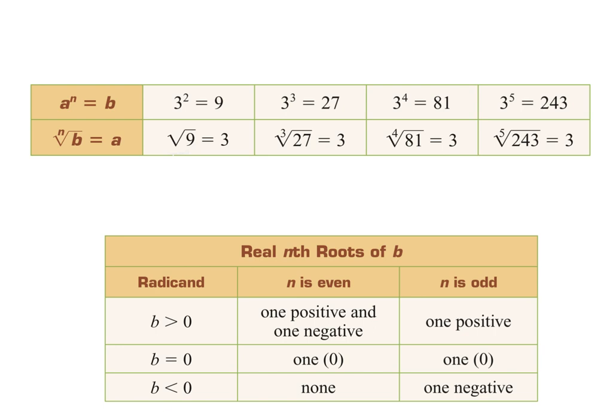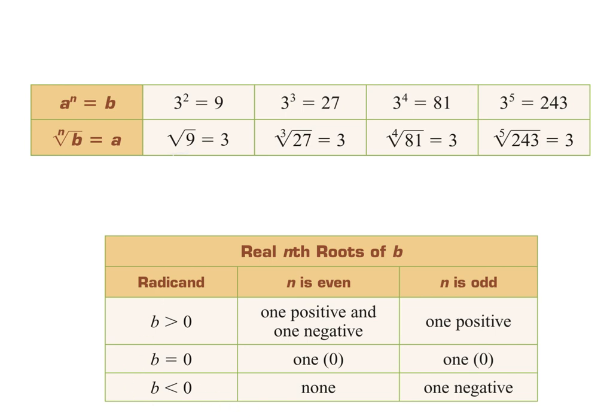If b is negative and you have an even root, square root, 4th root, the answer is undefined. You have no answer if we're talking about real numbers. It would have to be imaginary. We have no real roots. If b is negative and the index is odd, then you're going to have one negative root. Had this been the cube root of negative 27, my answer would have been negative 3. And so these are just some of the rules of finding roots.